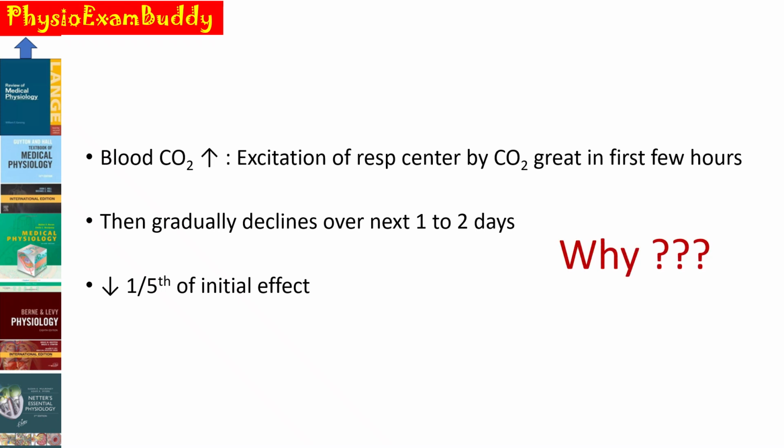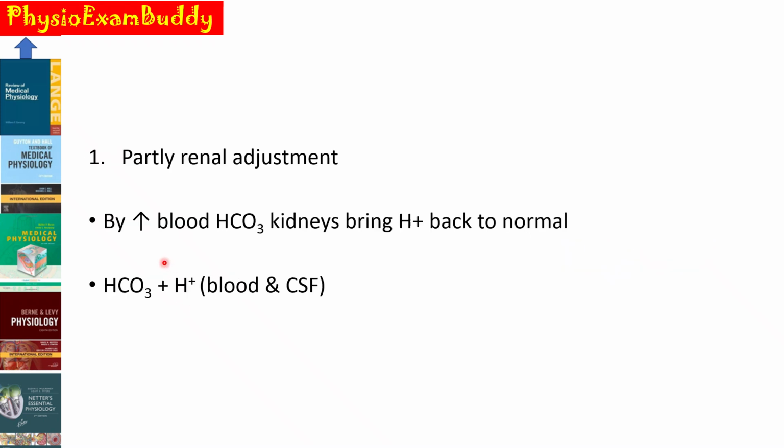Why? Why is it so? The answer is that it is partially because of the renal adjustment. That is, the kidneys will bring back the hydrogen ion concentration in the circulating blood towards normal by increasing the blood bicarbonate, which will bind to the H plus ions in the blood as well as in the CSF to reduce their concentration.